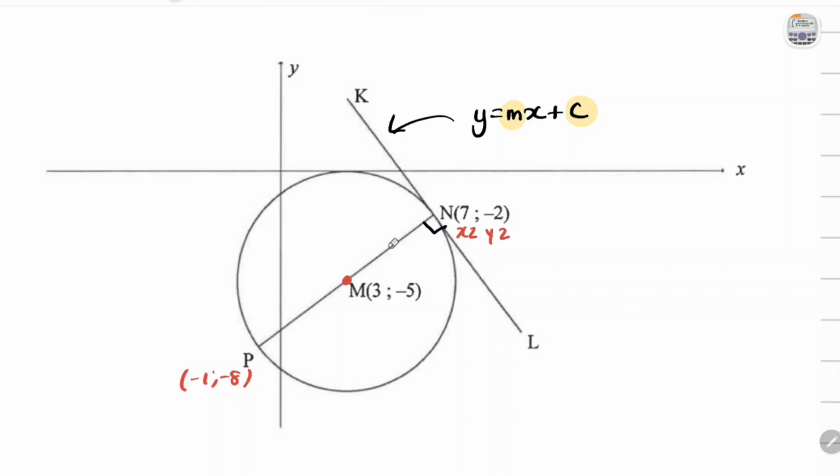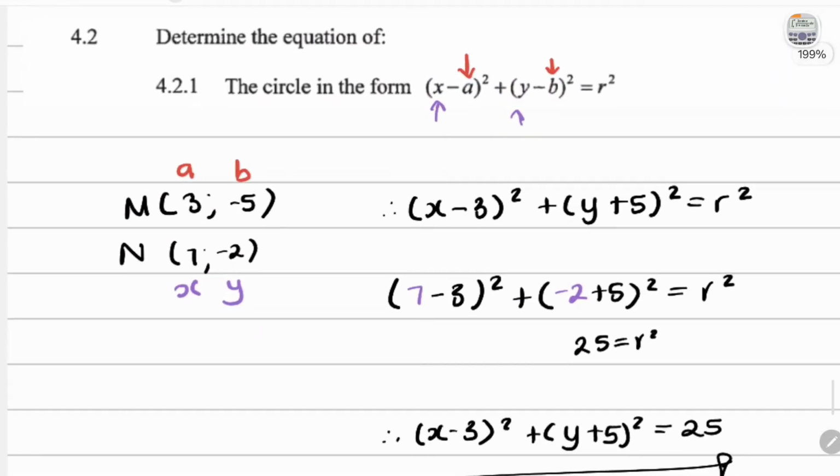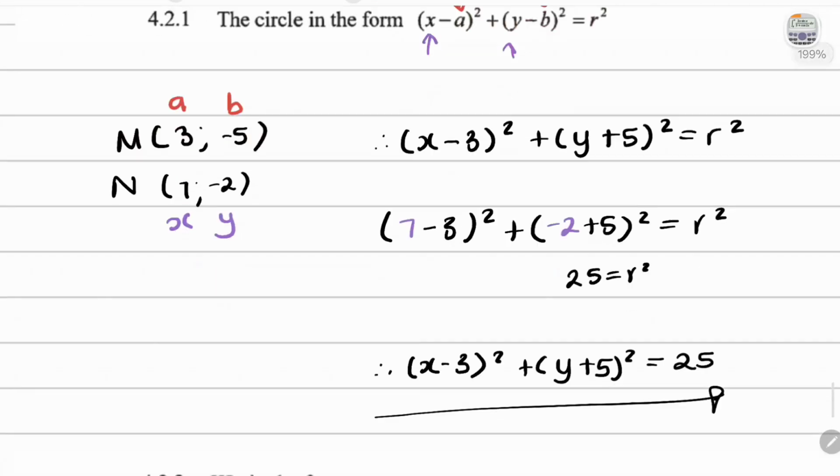Because this line is perpendicular to this line, we can find the gradient of KL. Let's focus on finding that gradient first. We need the gradient of the radius first, so we need M and N, which we already wrote down. Let's find the gradient of that first.